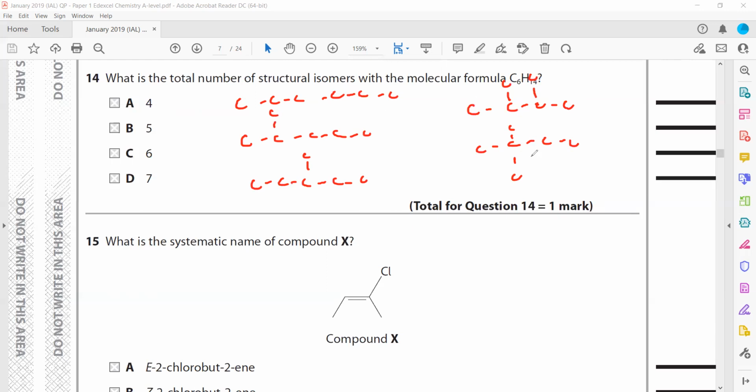Then if I try to rearrange, I cannot make a new one. For example, if I try to make a branch on the third carbon, it does not make a difference, it will be the same as this one. So how many structural isomers can we draw? The possible structural isomers are 5. So B will be the right answer. First a straight chain, then one branch changing the position of the branch, then 2 branches on different carbons, or 2 branches on the same carbon.